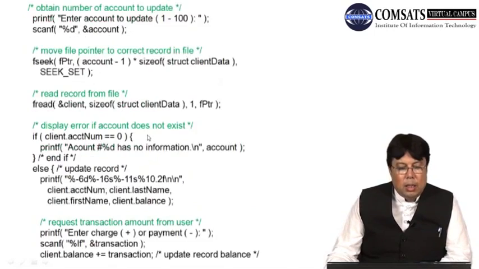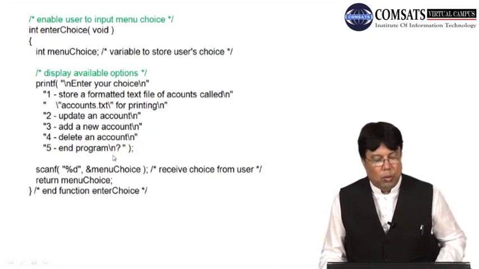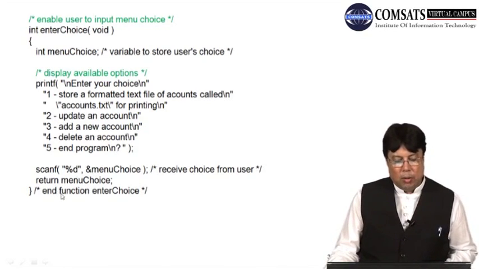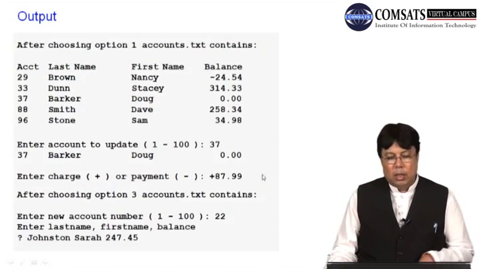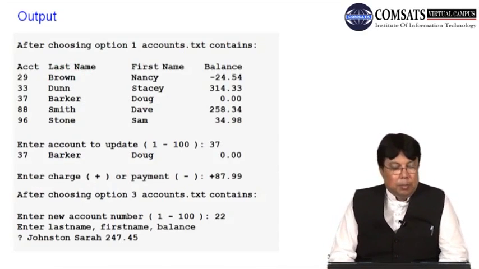So it means that once you call this function, this menu will appear. It will say 1 to store a formatted text file of accounts, 2 to update an account, 3 to add a new account, 4 to delete, 5 to end the program, and then your choice, and then this is the end of the choice function. And this could be the example of this particular case study.